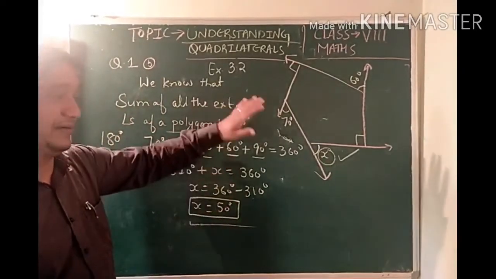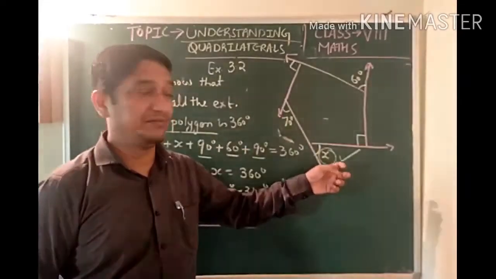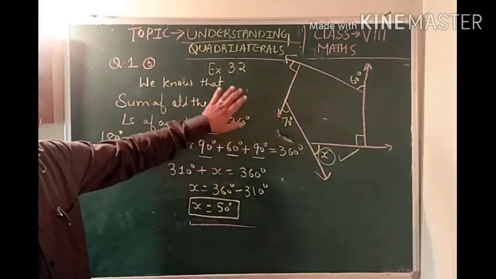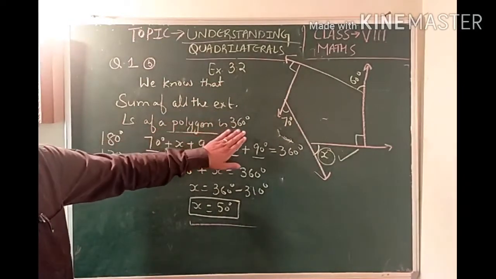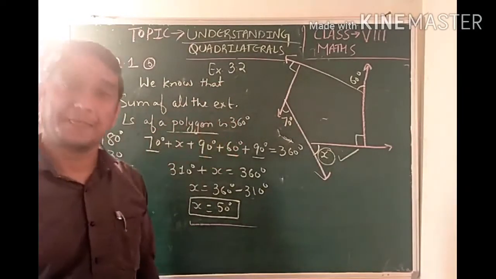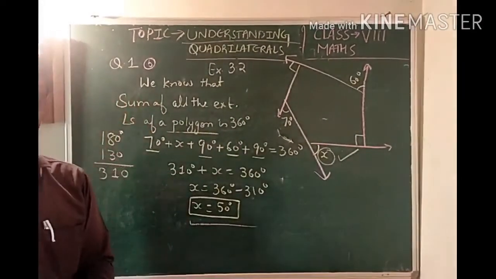Now children, you can find the value of any unknown exterior angle by this concept. The sum of all the exterior angles of a polygon is 360 degrees. After this, children, we will do question number 2.